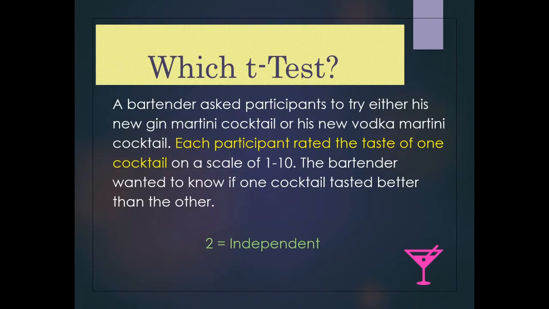Again, it is an independent t-test. And this is because the two groups that we're looking at are the people that looked at the gin martini, which was one group of participants, and another group of participants tried the vodka martini. So they were not the same participants in each of the categories. So they were independent of each other.